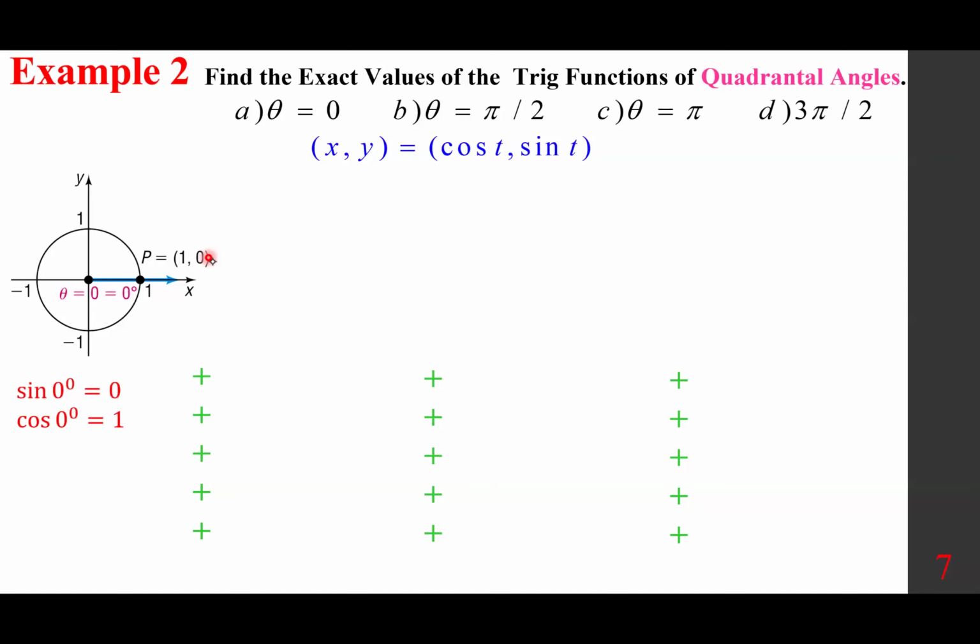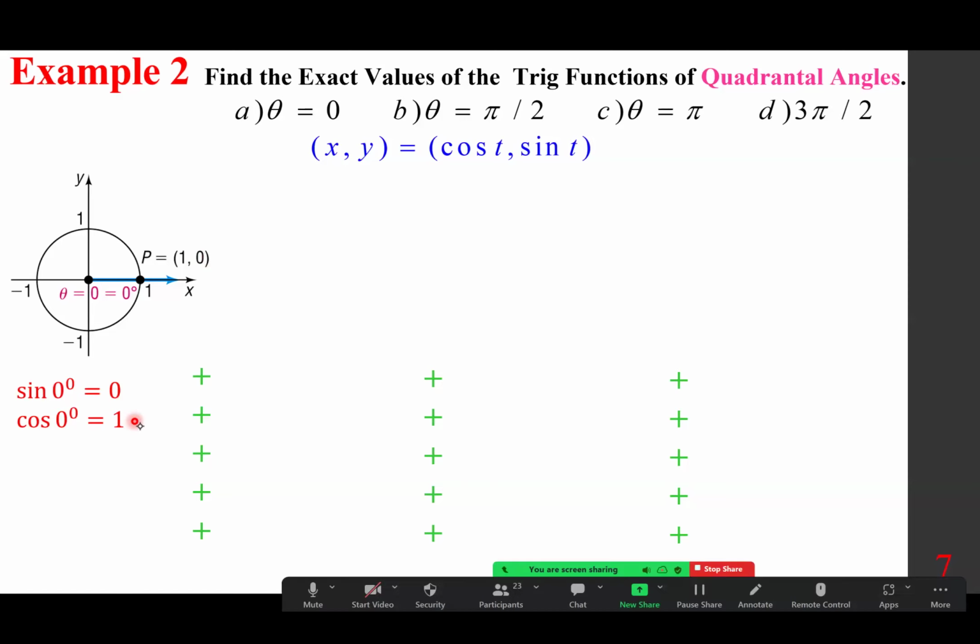What is tan of 0? Tan of 0 is 0/1. Tan of 0 is 0. Let's discuss the rest of it. So cotangent becomes undefined. Cosecant is 1/sine, becomes undefined. Secant is 1/cosine, 1/1, becomes 1.